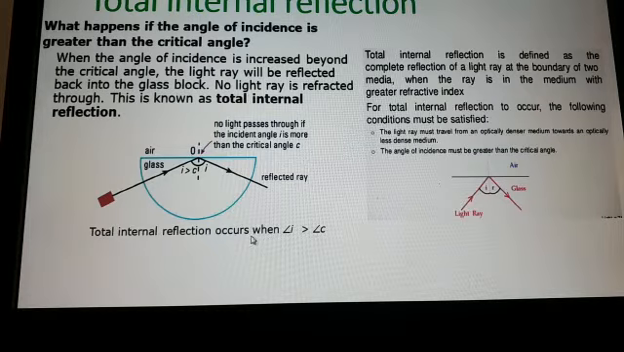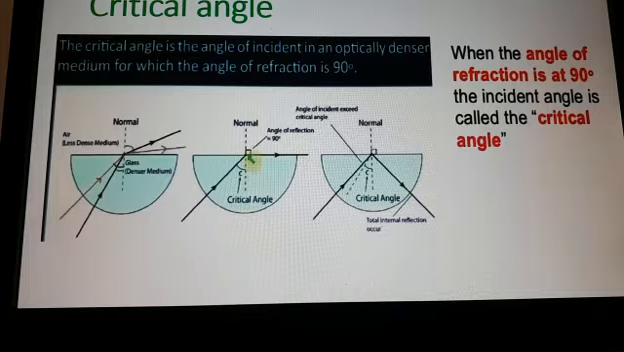How does total internal reflection occur? The light must travel from an optically denser medium to a rarer medium, and the angle of incidence must be greater than the critical angle. Then total internal reflection is happening. Now what do you mean by the critical angle? When the angle of refraction is 90 degrees, the incident angle is called the critical angle.